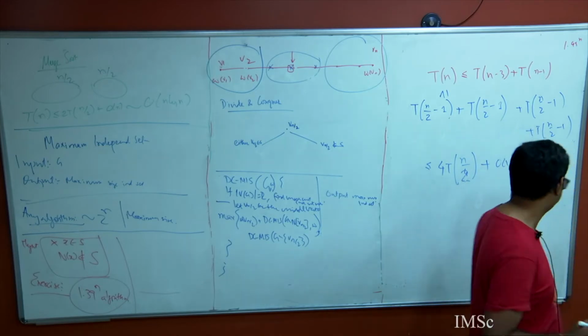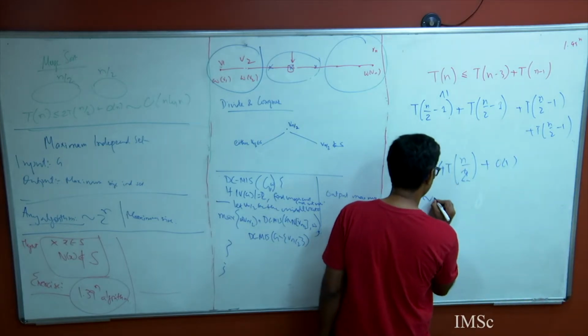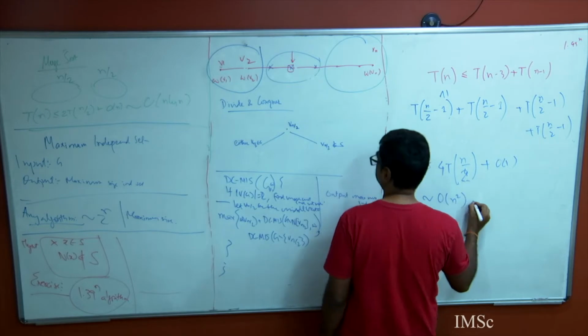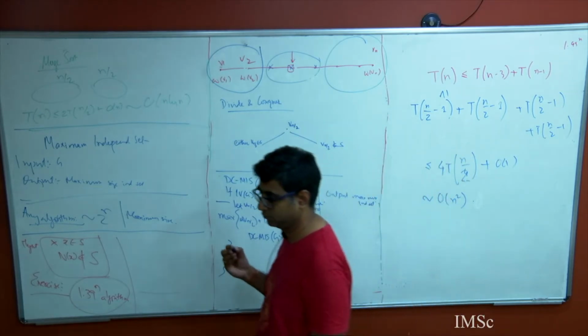It is like n square, no? Okay. So this is like order n square. Excellent. Polynomial time algorithm.